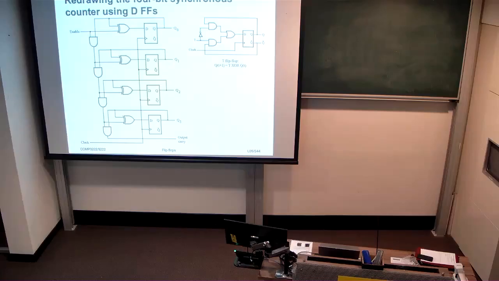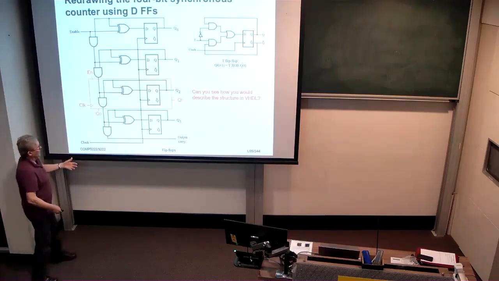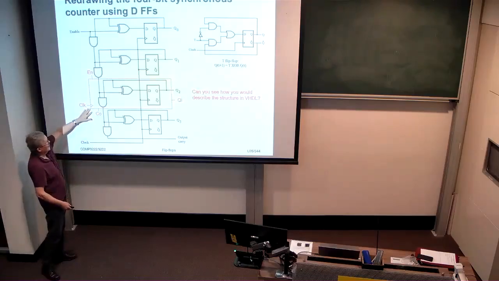So structurally, we might think of the T-type flip-flop as just being a D-type flip-flop with an exclusive OR gate, and then the design of this synchronous counter with an enable is fairly systematic, and you should be able to see that the structure is pretty easy to describe. Each stage is the same.